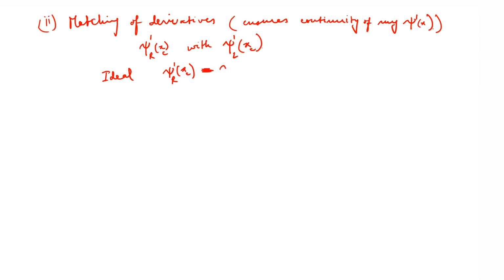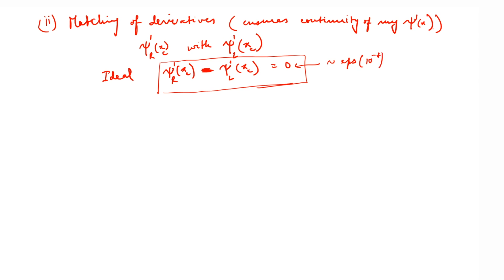Or we can write it as psi r prime minus psi prime l at x c is equal to 0, but you will get this condition only when you have reached the correct energy eigenvalue. Otherwise, this condition will never be satisfied. So, to do that, one needs to go back and apply the Taylor series expansion until this condition is matched. For the numerical case, this difference should be of the order of epsilon, which is 10 to the power minus 8.